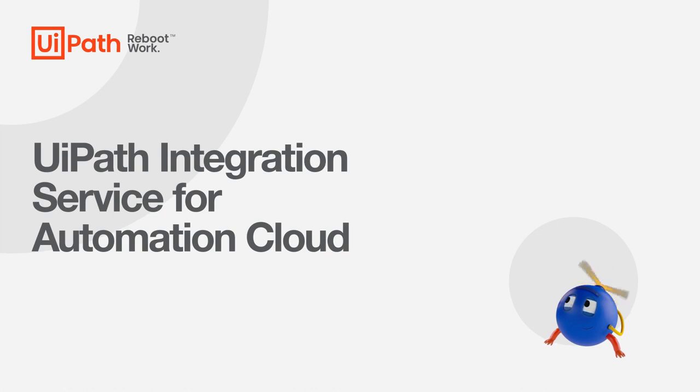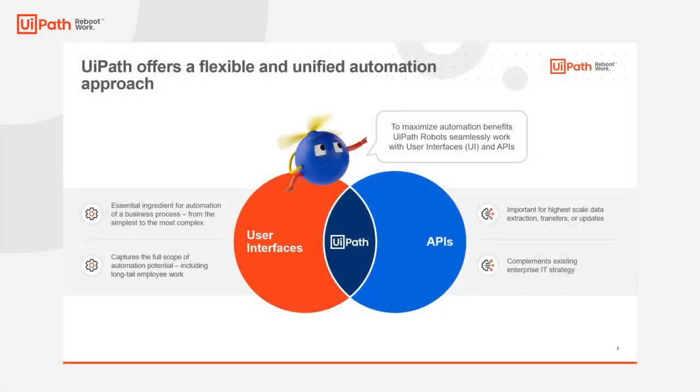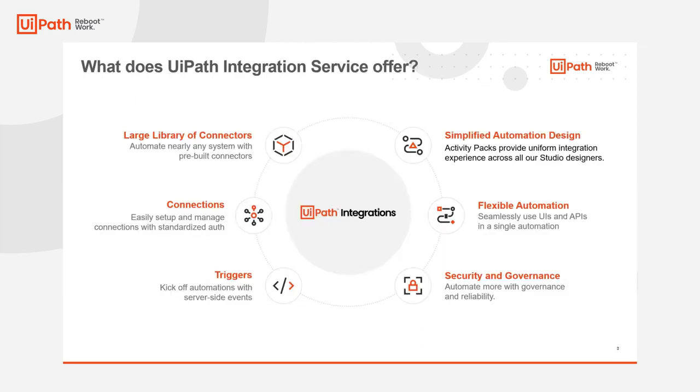Hello, we're going to do a quick overview of the integration service for Automation Cloud. When we look at the integration service, it's all about giving you flexibility and providing a unified automation approach, combining UI-based automation, which UiPath is known for, but also API-based integration. Really, it's a matter of combining the best of those worlds to give you a choice on how you ultimately want to automate your processes.